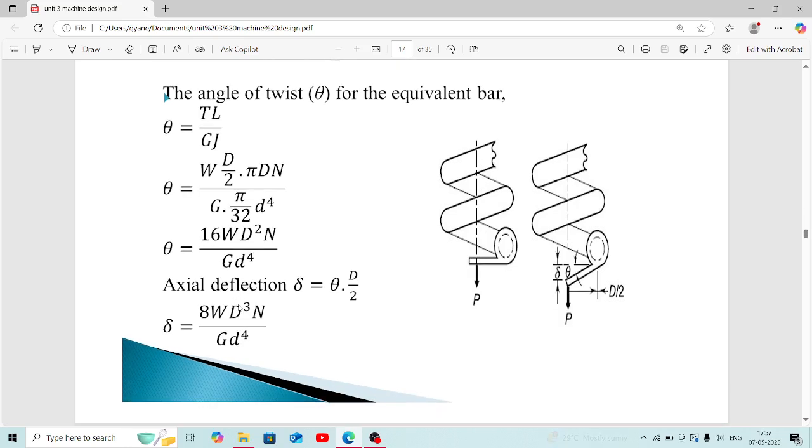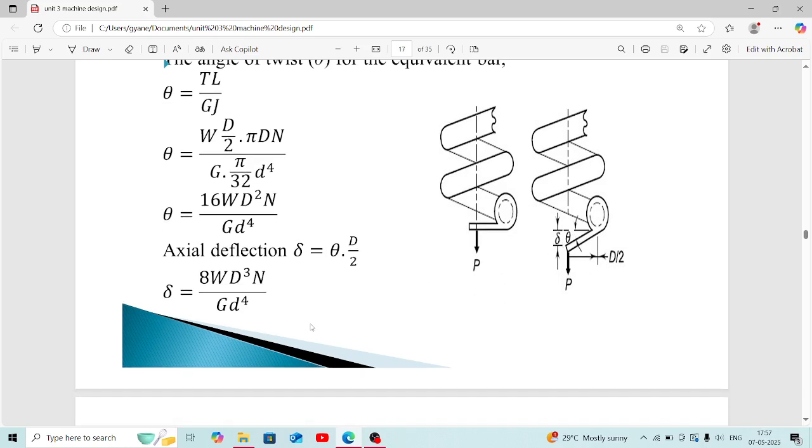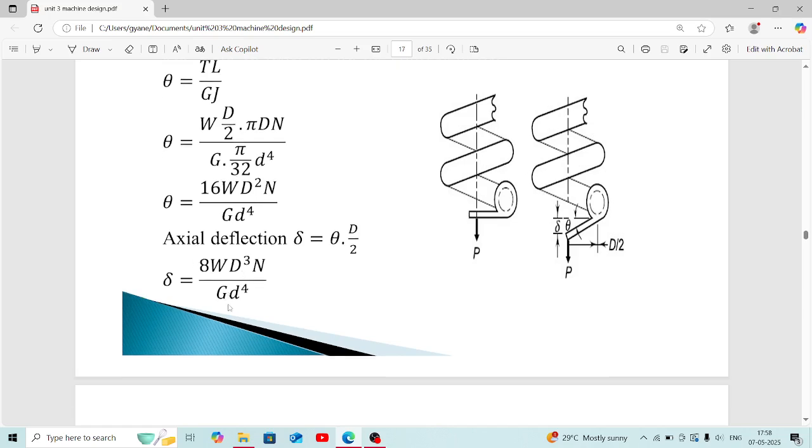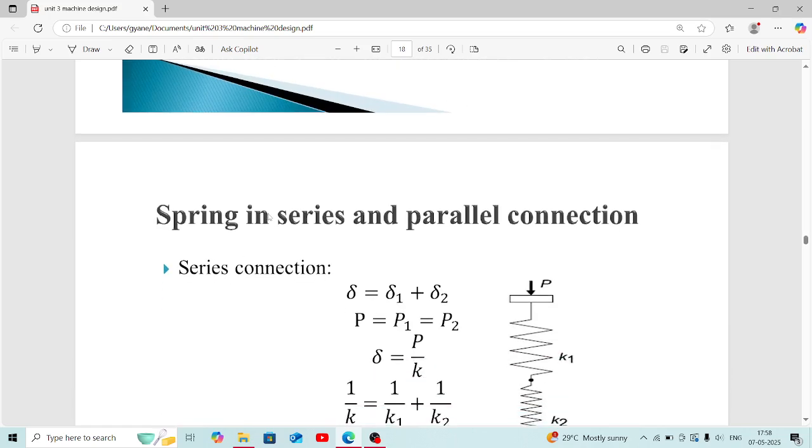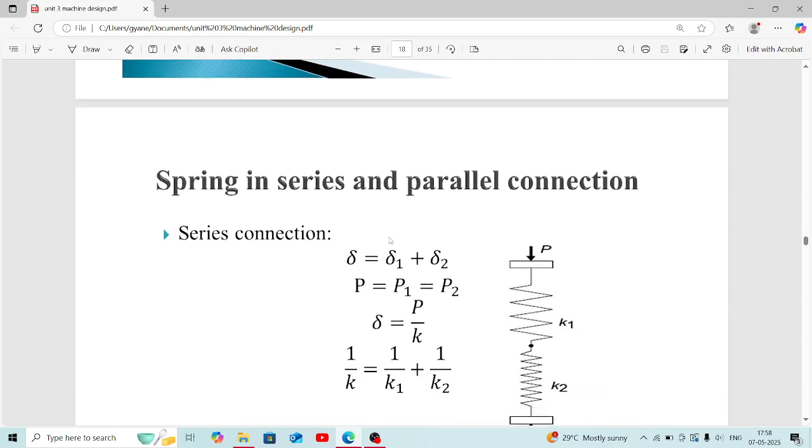As we know, the deflection by using this geometry, this is half of the diameter and the load is acting downward. There is some angle here, and by using this data we calculate the deflection. After putting the value of the angle in this equation we get the deflection. Now, springs in series and parallel connection.